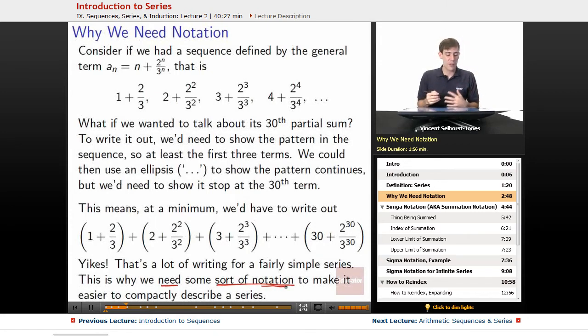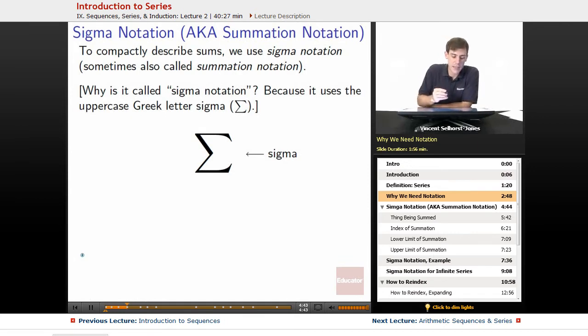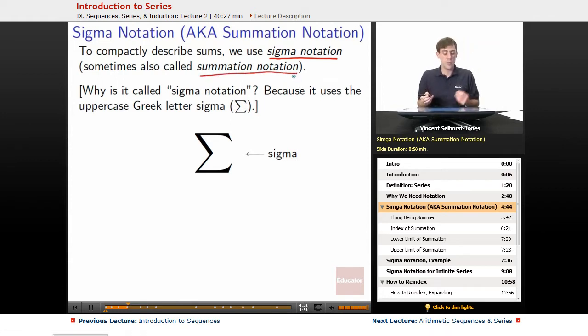We don't have to write out this really, really long thing every time we want to talk about some summation from a sequence. We need some easy way to be able to do it in a short way. Enter sigma notation. To compactly describe sums, we use something called sigma notation, also sometimes called summation notation. Why is it called sigma notation? Because it uses the uppercase Greek letter sigma.